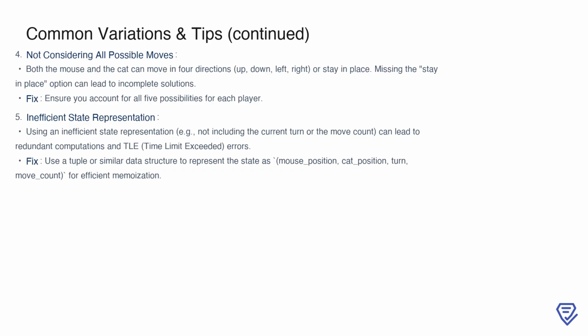Inefficient state representation is another challenge. For example, failing to include key details like the current turn or move count can result in redundant computations and even time limit exceeded errors. To improve efficiency, represent the state using a tuple or similar structure. A common choice is mouse_position, cat_position, turn, move_count, which allows you to leverage memoization effectively and avoid unnecessary recalculations.